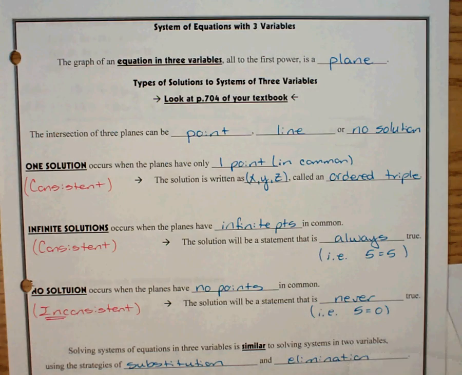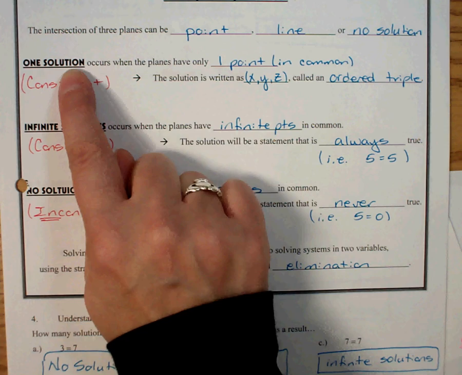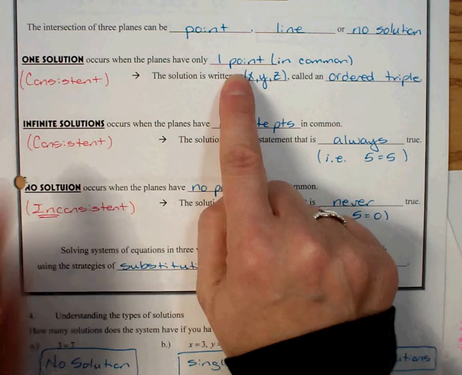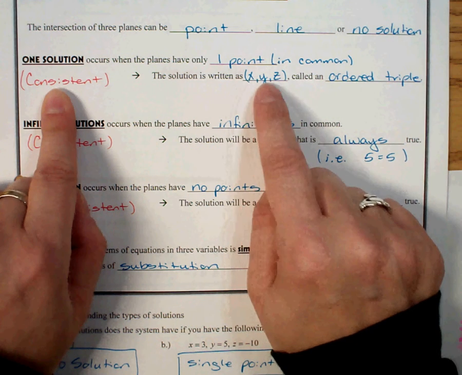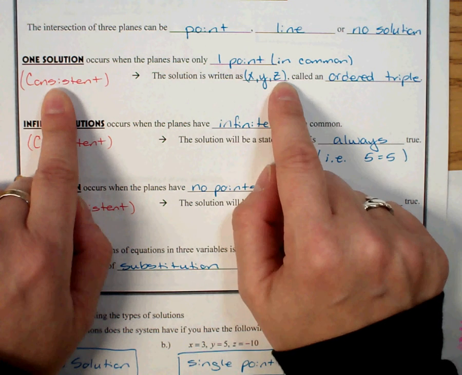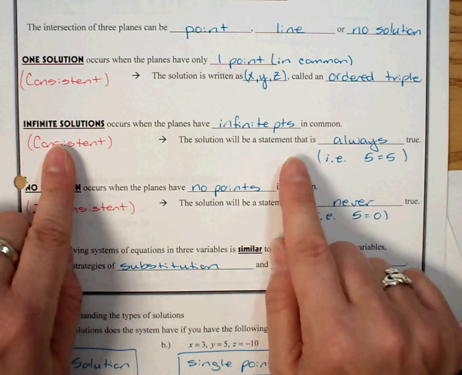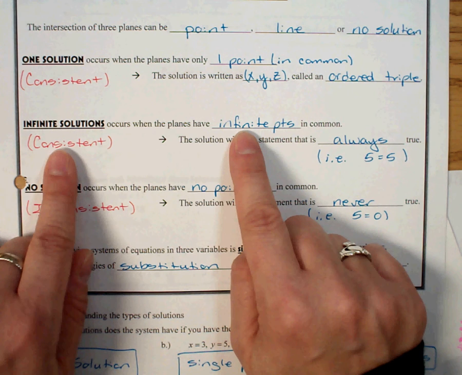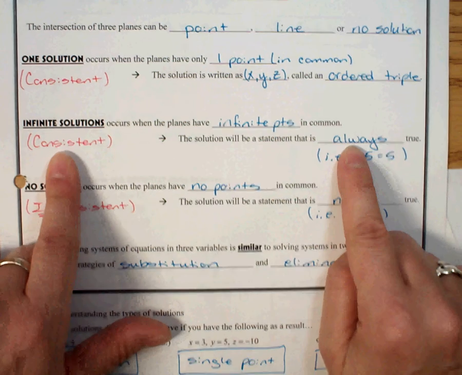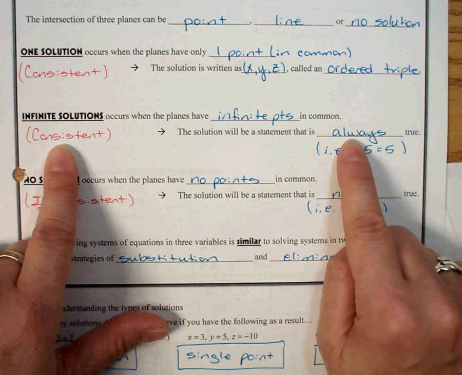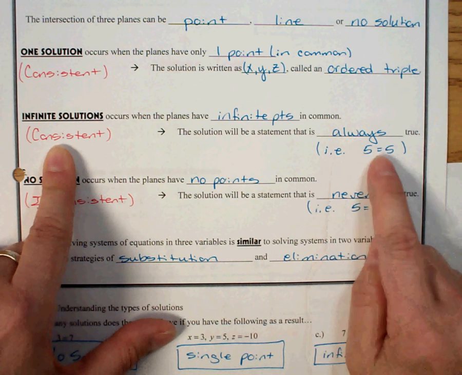So when we're working through our systems of equations, we understand that one solution would have 1 point. We say it's consistent, and that point will be written as an x, y, z, or in whatever alphabetical order your variables are, and we call it an ordered triple. Infinite solutions would have an infinite number of points. Because it has something, we still say it's consistent. And when you're working those equations, all the variables will disappear. They'll all drop out, so to speak, but you will end up with a statement that's always true. So for example, 5 equals 5.